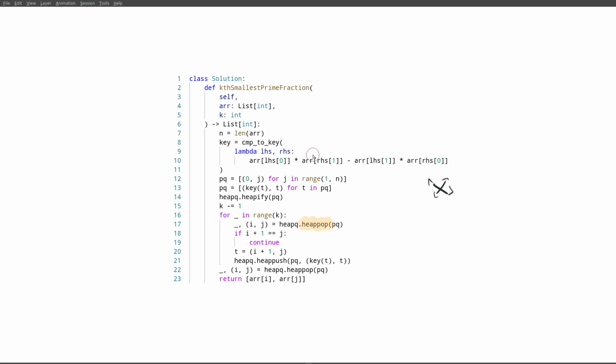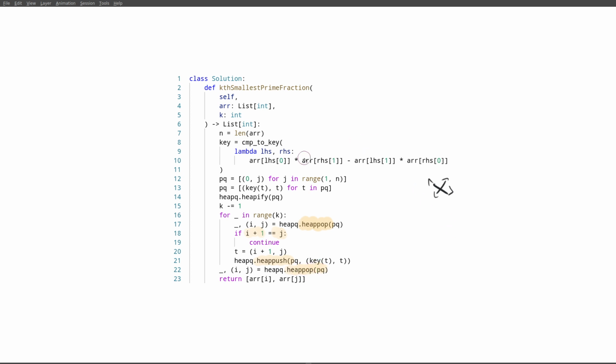Now, if it's possible to increment the numerator to the next one in order, then we do so. It's impossible when i plus 1 becomes equal to j, because that means that we have run out for that denominator j of all the possible fractions, so we don't do anything. Otherwise, we just push it back on the heap. And after all those, what's on top of the heap is our answer.